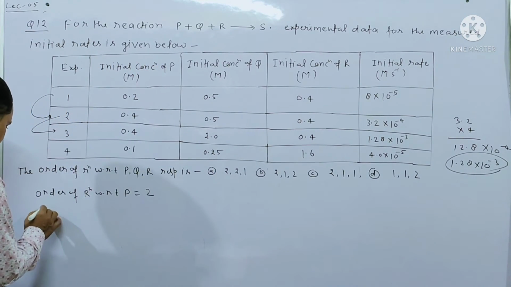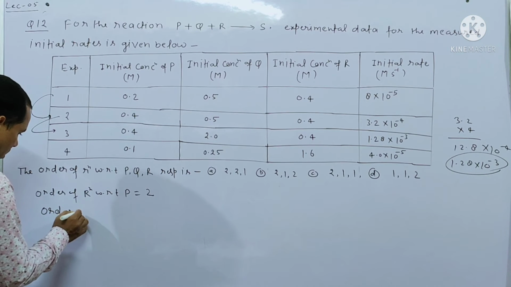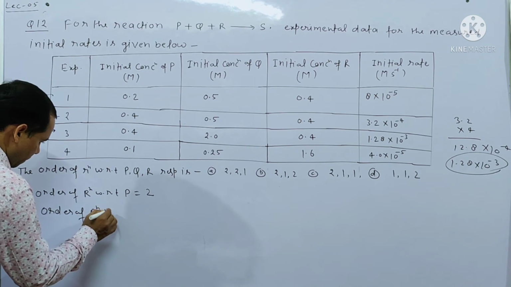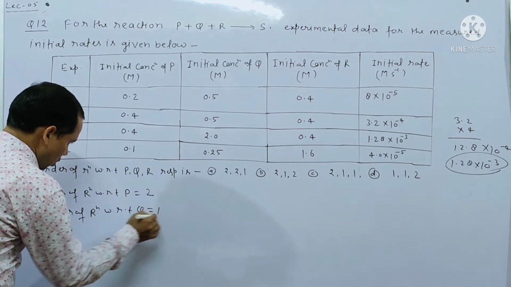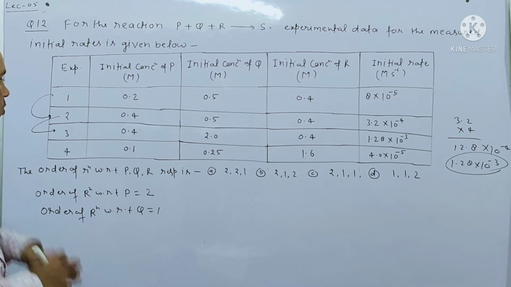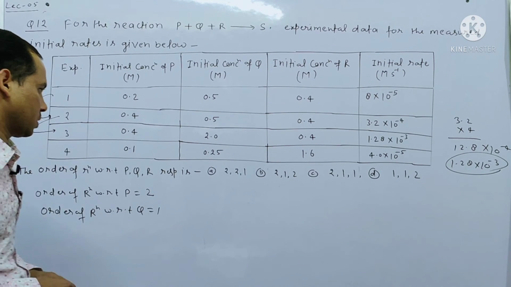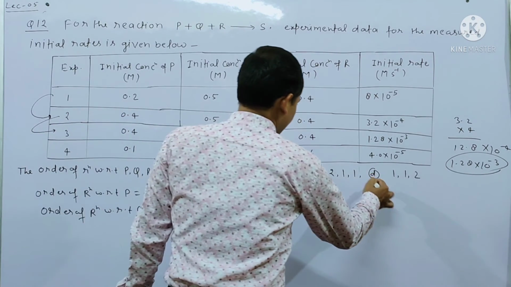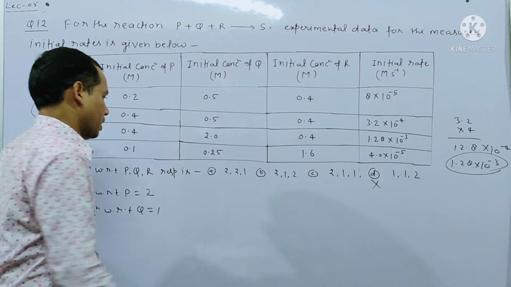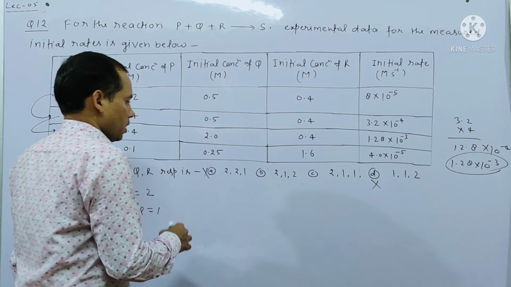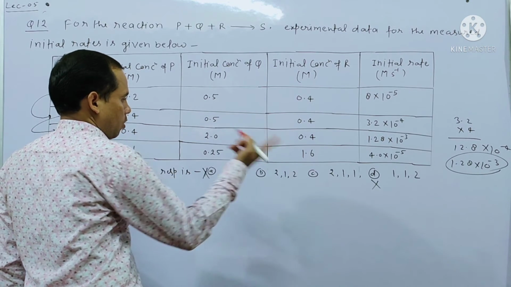Order of reaction with respect to Q equal to 1. So that means we can eliminate some options. We can eliminate option D, and 2 and 1, and we can eliminate option A. So the answer should be B or C.